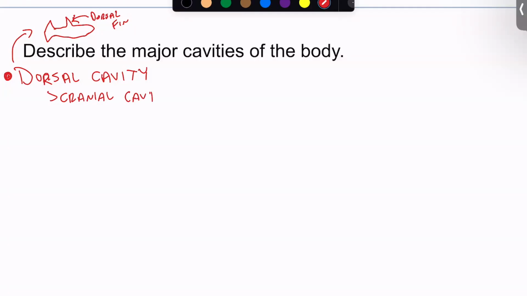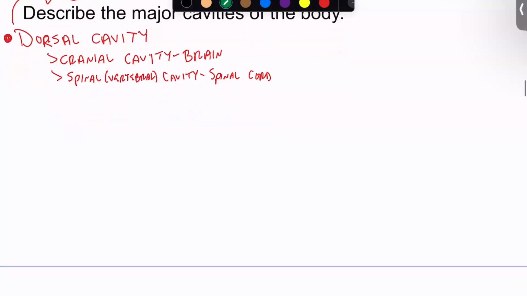Obviously, that's going to house the brain. Then we have the spinal, or you might also hear it the vertebral cavity, and that's going to be talking about your spinal cord. Next one we have is the ventral cavity. So your ventral cavity is kind of split up.